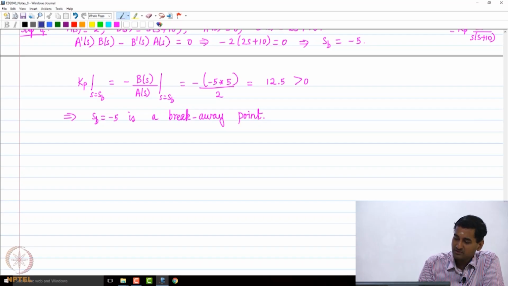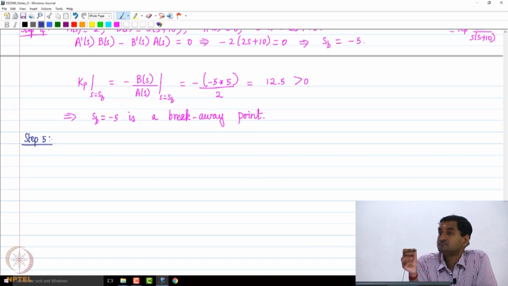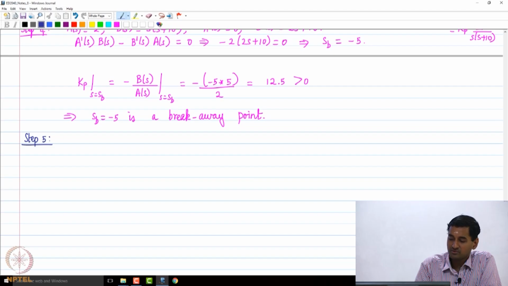Okay, so what is step 5? We will go step by step, right? Step 5 was to get the angle of departure or angle of arrival, but it does not apply here, right? Because there are no complex open loop poles or complex open loop zeros here. So step 5 does not apply for this problem. So let's look at step 6.